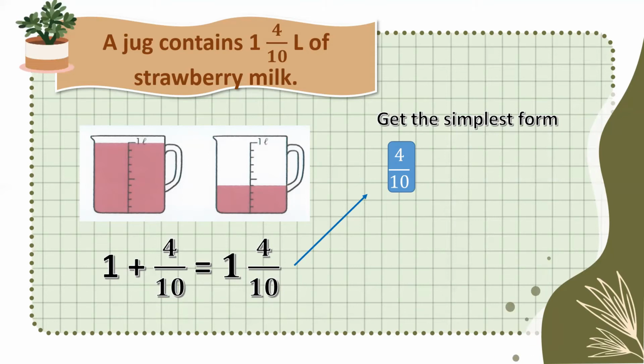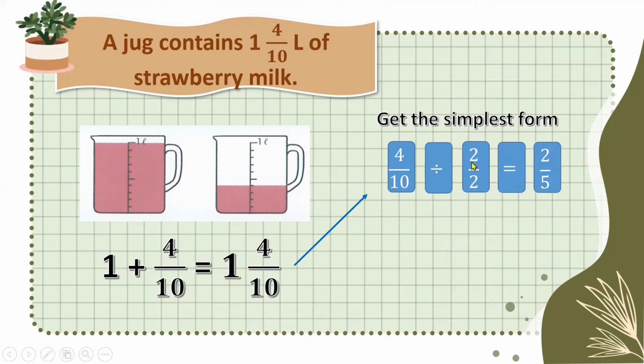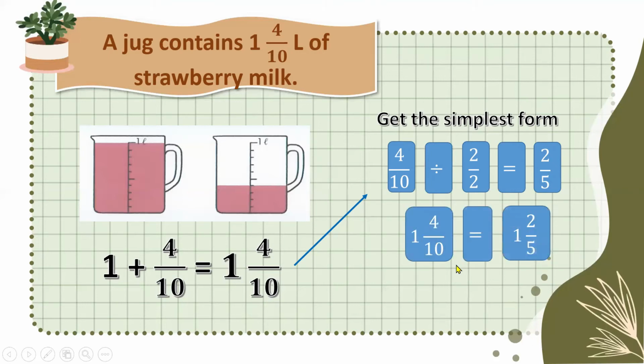We have 2. So both 4 and 10 can be divided by 2. So let's divide by 2/2, which is equal to 4 divided by 2 is 2, 10 divided by 2 is 5. Therefore, we got 2/5. So the simplest form of 1 and 4/10 is equal to 1 and 2/5.